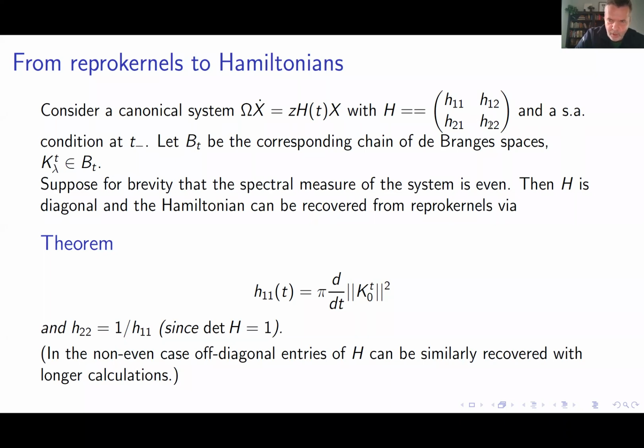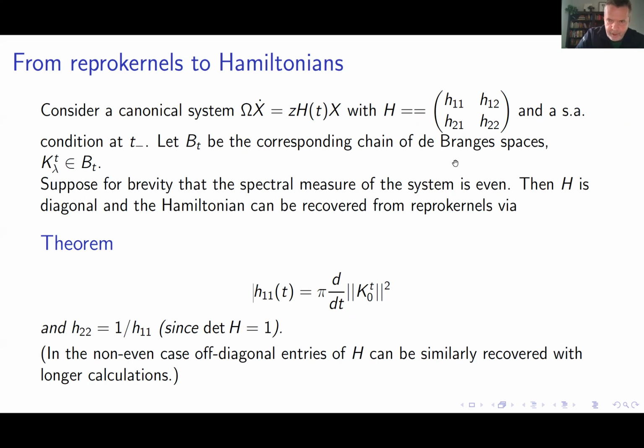Moreover, if the determinant is 1, then these two must be reciprocals of each other. And so to recover the whole Hamiltonian, in this case, we will only need to recover one of the functions on the diagonal. And this theorem shows you quickly how to recover that one function if you know the reproducing kernels of your de Branges spaces at 0. Namely, you take the norm squared, its derivative with respect to t times pi, and that will give you h11, and h22 is 1 divided by h11. And since the Hamiltonian is diagonal, this is all that you need.